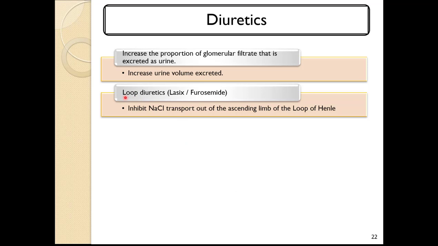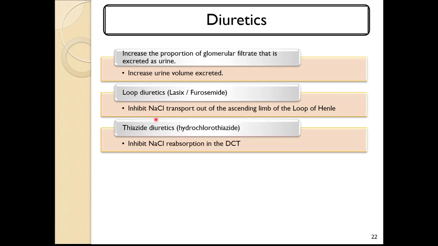So the first set I should say are loop diuretics. A couple of examples of these are Lasix and furosemide. Loop diuretics affect the loop of Henle, as you might imagine. And what they do is they inhibit sodium chloride transport out of the ascending limb of the loop of Henle. And here in particular, remember, what they're really inhibiting is the sodium transport, and then the chloride just follows that. So they block this transport.